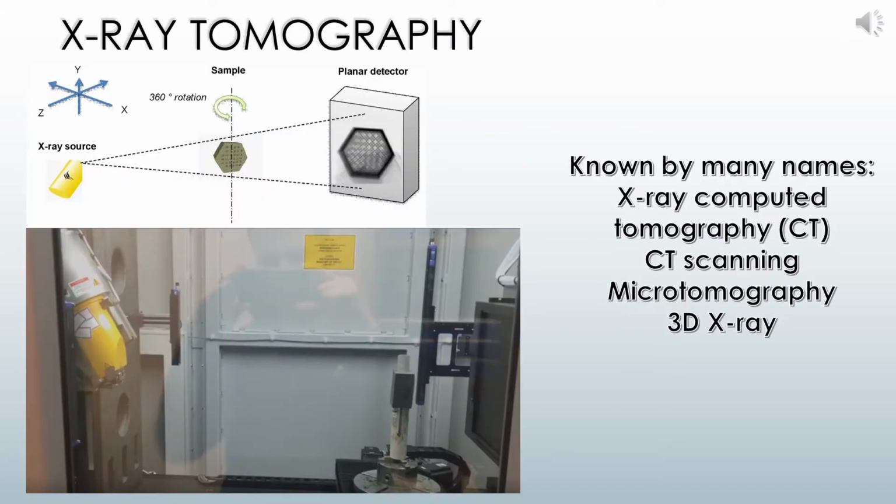This is a schematic and a photograph of an actual CT setup. The yellow on the left is an X-ray tube which shines an X-ray beam through an object, producing a 2D X-ray image. This X-ray image is then recorded as the sample rotates to get views from all angles around the object, which is then used to create a 3D representation of the object. This is what X-ray tomography is.